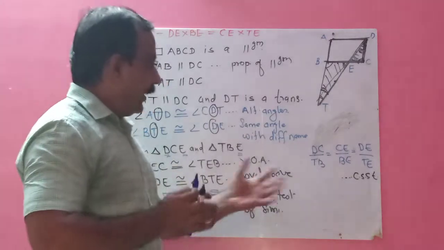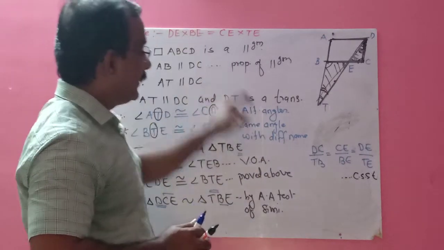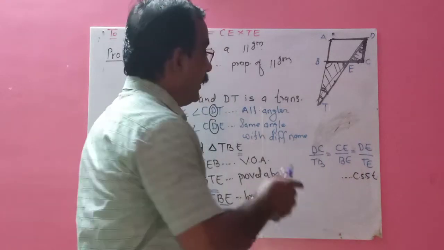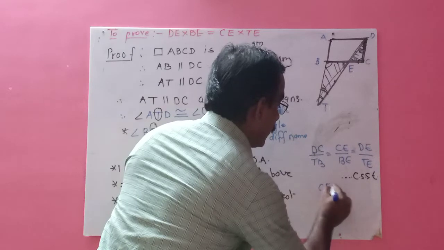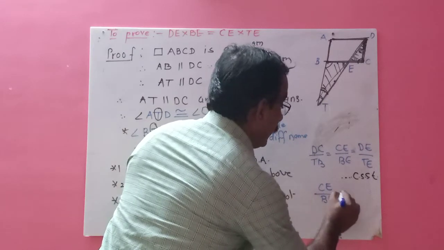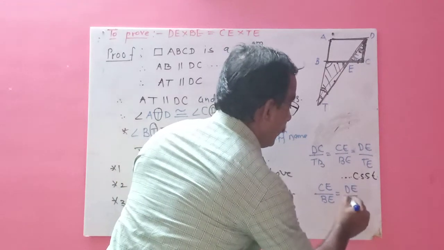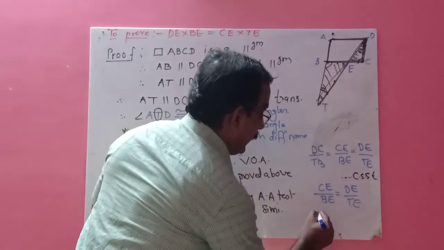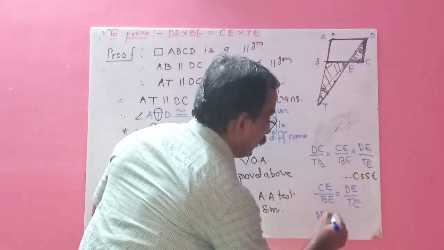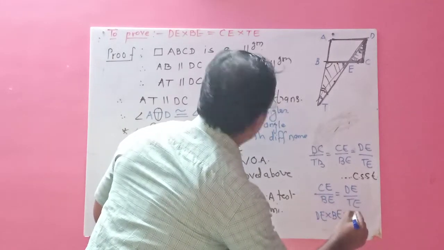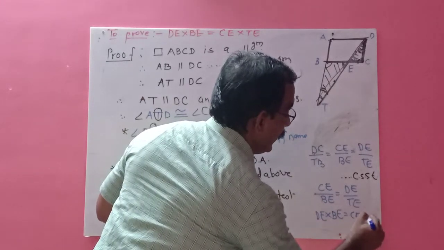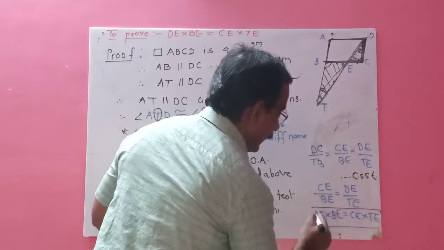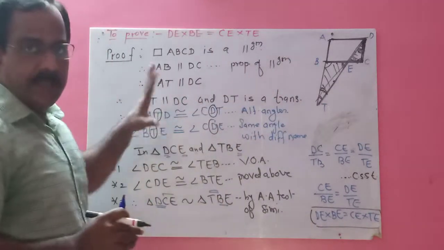Understood, children? Now, what you have to prove? DE into BE. See, D is here and BE is here. If I will take these two ratio, that means CE upon BE is equal to DE upon TE. I have taken from here and cross multiply. So DE into BE is equal to CE into TE. So you got your result, right? Simple, very simple sum.